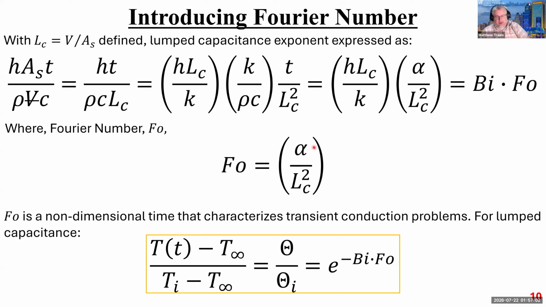I'll correct the slide when I finalize it. And we can rewrite our lumped capacitance as basically theta over theta initial is equal to the exponent of minus Biot number times Fourier number. All right, and I should mention, if I didn't say it already, Fourier number is a non-dimensional time that characterizes transient conduction problems. And for lumped capacitance, this is the expression that's based on Fourier number instead of time.